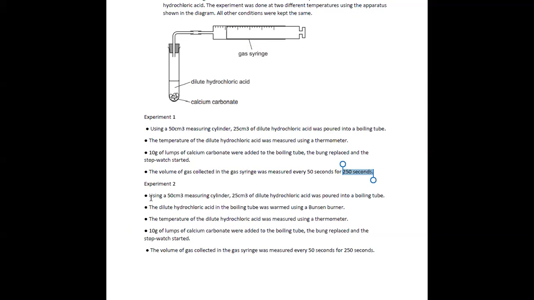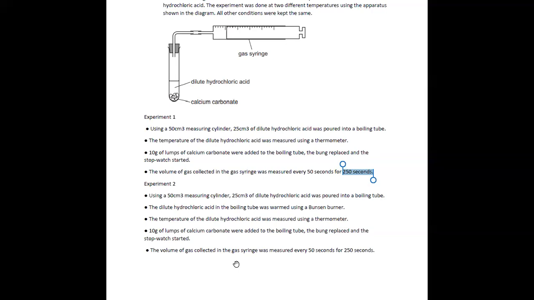Experiment number 2, let's see what they're doing. Using a 50 centimeter cube measuring cylinder, 25 centimeter cube of dilute hydrochloric acid was poured into a boiling tube. So the first step is the same. Second step, dilute hydrochloric acid in the boiling tube was warmed using a Bunsen burner. This is where we are doing it a bit differently. Over there, I did not have to heat it up. Over here, I'm heating it up. The temperature of the dilute hydrochloric acid was measured using the thermometer, same as before. 10 gram lumps of calcium carbonate were added to the boiling tube. The bung replaced and the stopwatch started, same as before.